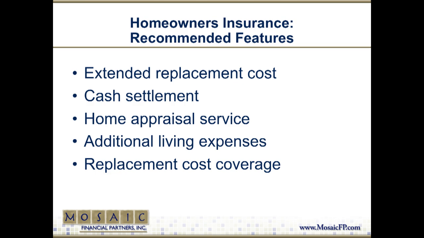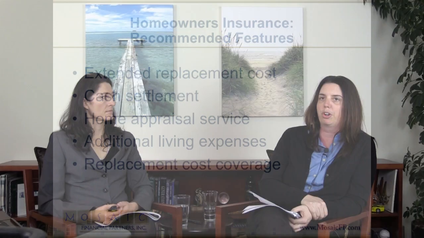Right, so at the time of loss, if it costs more to rebuild your home than the limit we have on the policy, you want to make sure there's an extended replacement cost feature built into the policy so you get an extra percentage so that if at the time of loss it costs more to rebuild your home, you have that pool of money available. Got it. And cash settlement?